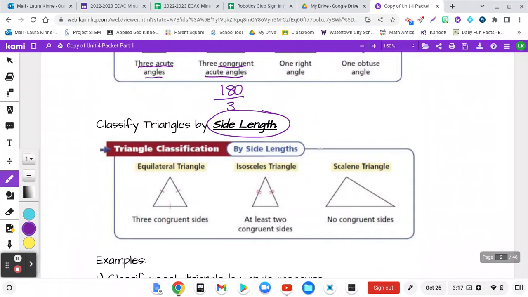An isosceles triangle has at least 2 congruent sides, and it also has 2 congruent angles, which are across the triangle from, those are supposed to be arrows, from the 2 congruent sides. Those are called base angles. We'll talk more about that later on, but just remember the 2 angles across from the 2 congruent sides are congruent. And finally, you have a scalene triangle that'll have no congruent sides.